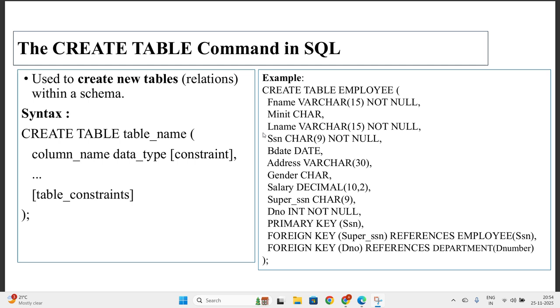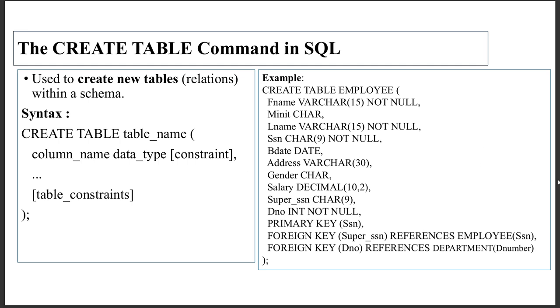Now, a primary key is associated only with one table, but a foreign key has the same properties as a primary key, but it will be associated with more than one table, that is two tables. Now this is the way we will be creating the table in SQL.